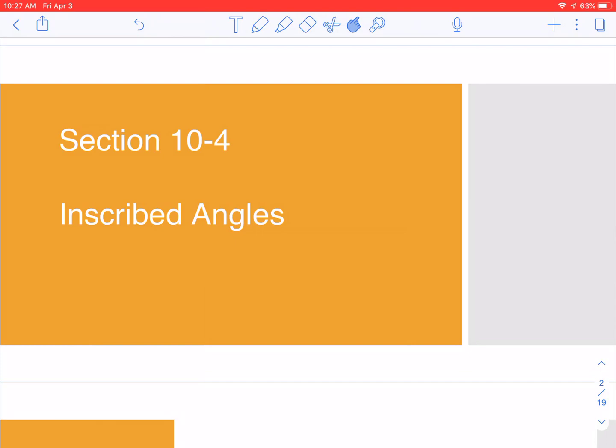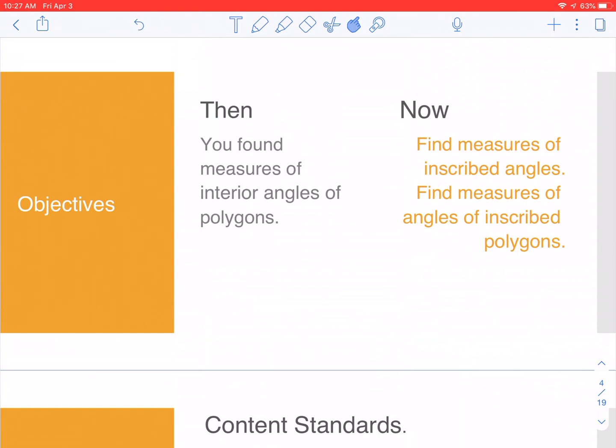So, section 10.4, inscribed angles. Here we go. All right, so we found measures of interior angles of polygons. We've done that before, with squares, pentagons, hexagons, if you remember that from first semester. Now we're going to find inscribed angle measures, and then the measures of angles of inscribed polygons, so a shape that's drawn inside of a circle.